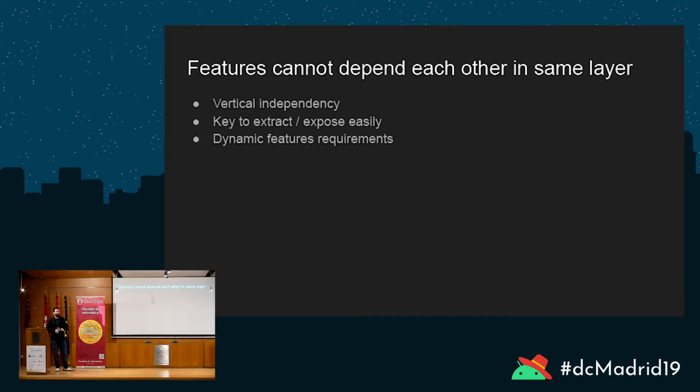And the third rule that we talked about is that features cannot depend on each other. This will create the vertical independency. It's going to be the key to extract it. Otherwise, the moment you start pulling one feature, all the features will come along if they depend on each other. It was a dynamic feature requirement. I'm not sure if it's still the case because it keeps improving. But in the beginning, with instant app, dynamic features had a requirement that one cannot depend on other ones.